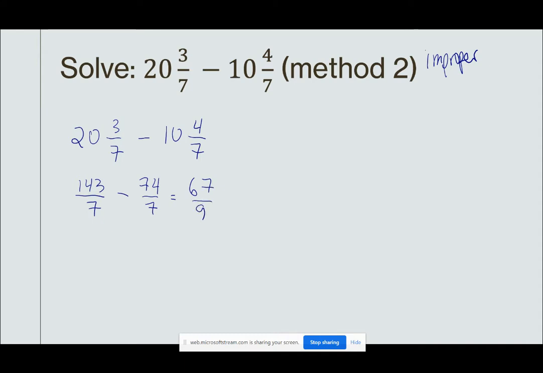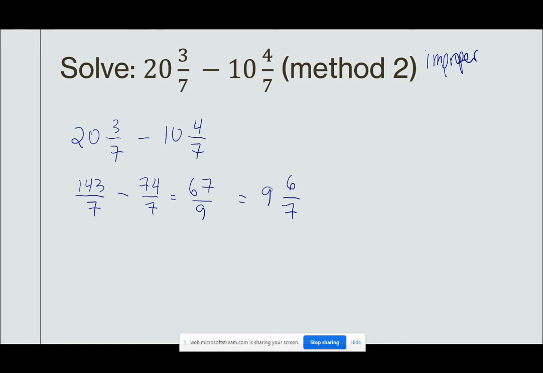And I may be asked to show my answer in a mixed number. So I'm going to convert this into a mixed number. I'm going to ask myself, how many times does 7 go into 69? And I'm going to say 9, because 9 times 7 is 63. And that gives me my whole number there, and my remainder is 6.